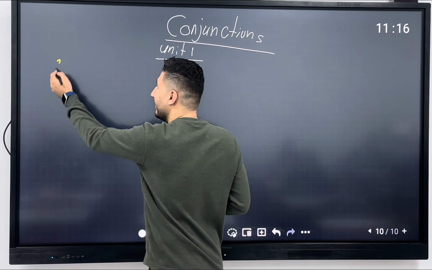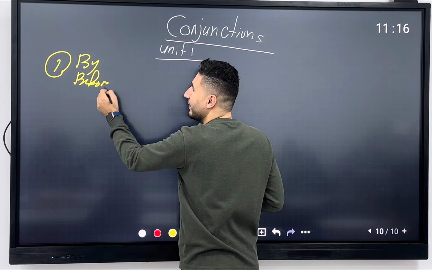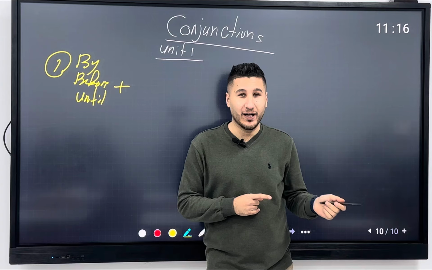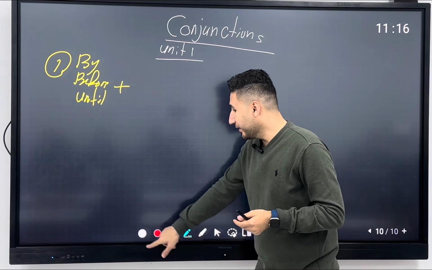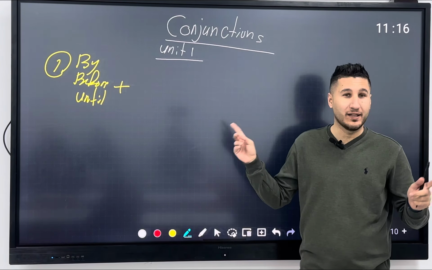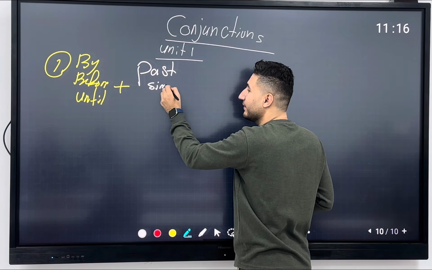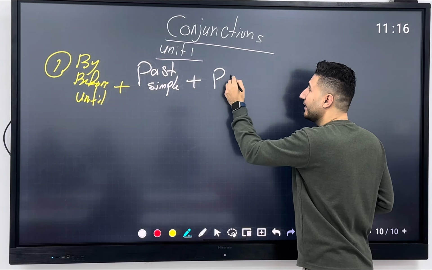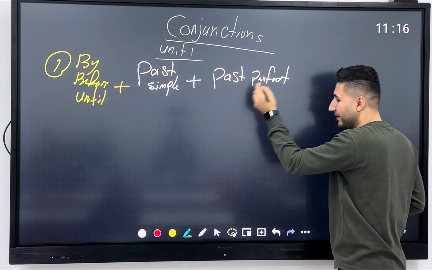Group 1 is by, before, until, or till. So by, before, until are followed by two tenses. What's important for you is, by, before, until is followed by, what's the tense? Past simple, right? Plus past perfect. So you have to understand what is past simple and what is past perfect.